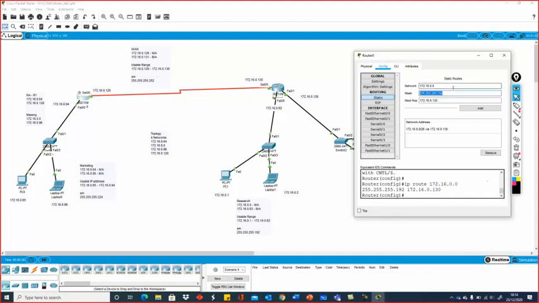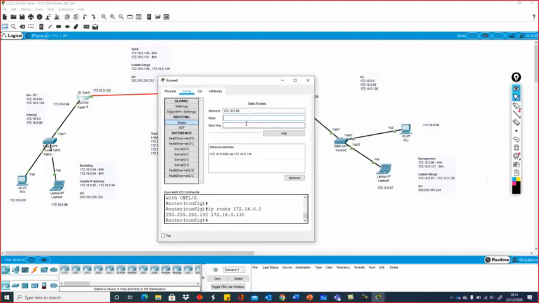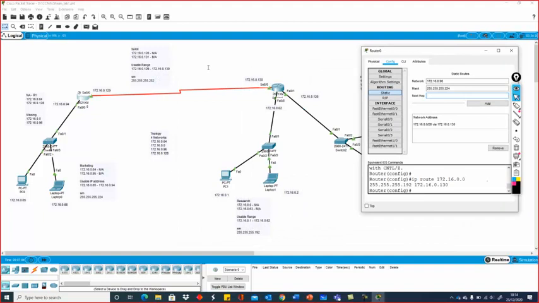We have another network to work with. Let me delete these by removing them. What's the network address? The next one we're missing is 172.16.0.96. What's the subnet mask for 96? 255.255.255.224. And what will be the next hop if we're coming from the same router? 172.16.0.130. Then we add it.